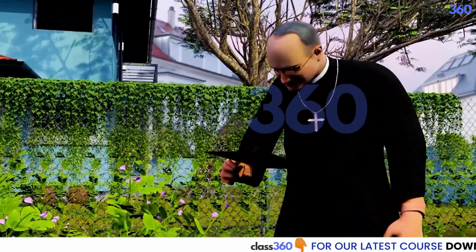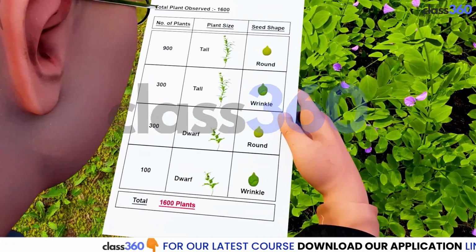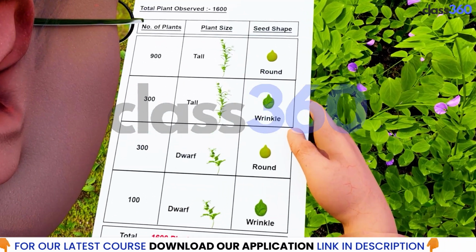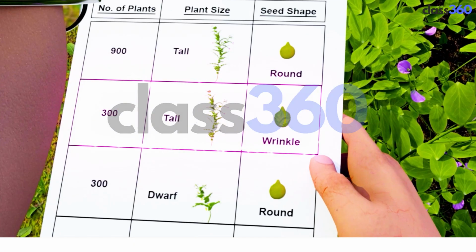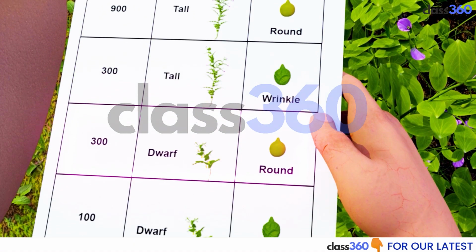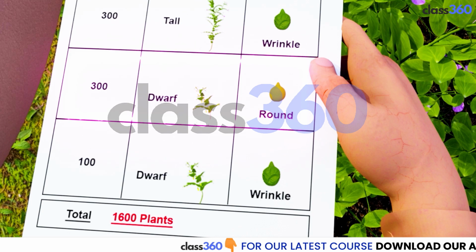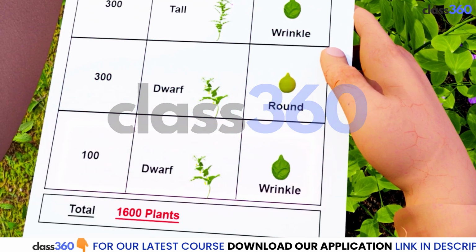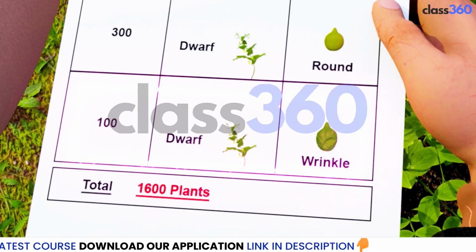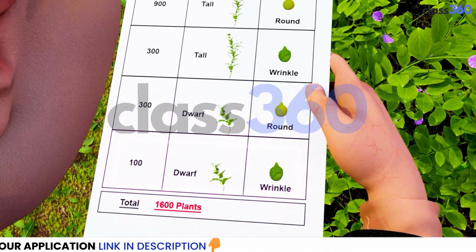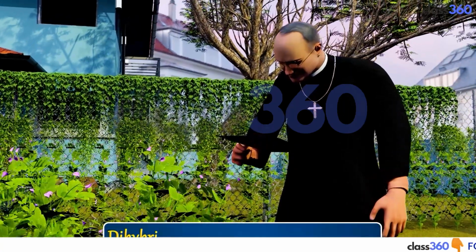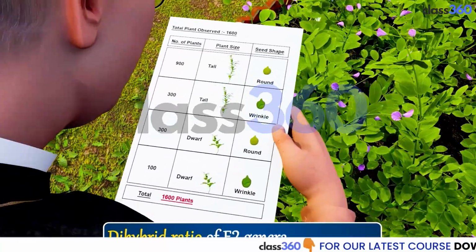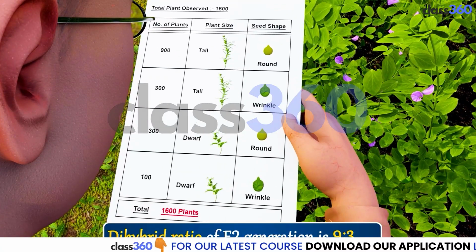Mendel observed about 1600 plants. He observed 900 were tall with round seeds, 300 were tall with wrinkled seeds, next 300 were dwarf with round seeds, and the remaining 100 were dwarf with wrinkled seeds. So he said that the dihybrid ratio of the F2 generation is 9:3:3:1.